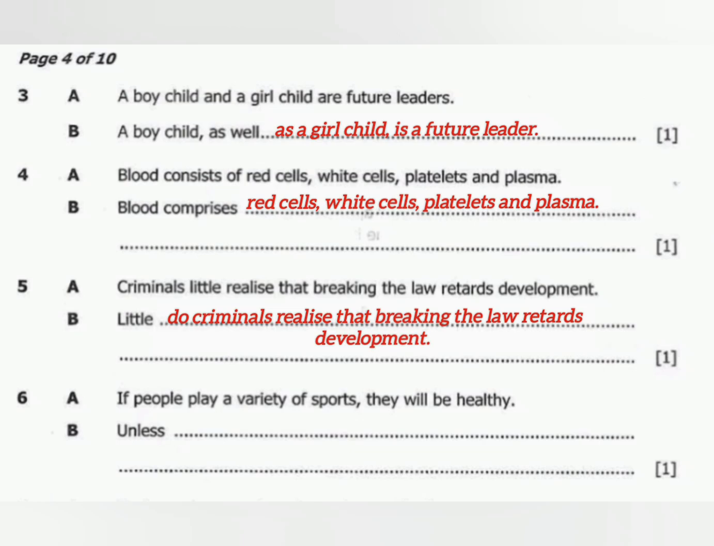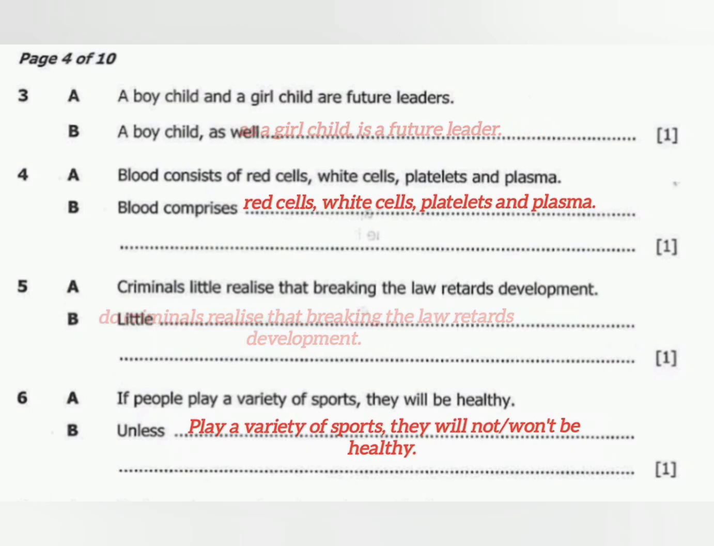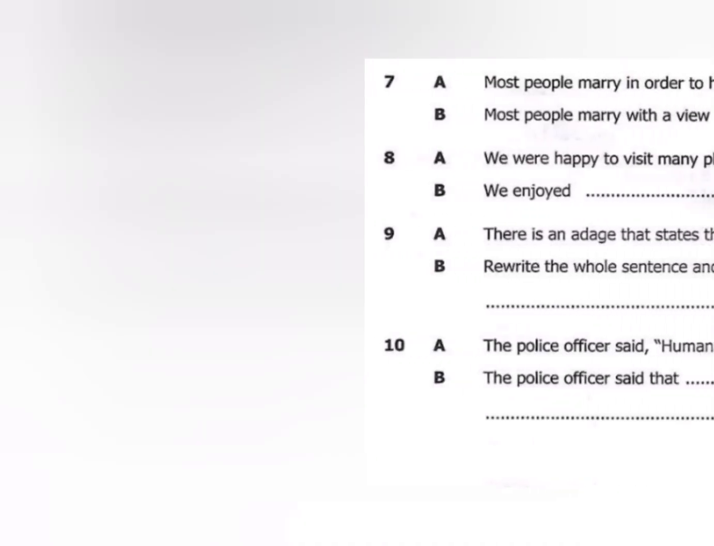Then as for question 6, it is saying, if people play a variety of sports, they will be healthy. Then as for B, unless. So unless people play a variety of sports, then you put a comma, they will not be healthy. Or you can say they won't be healthy. That's all. So let's move on to the next one, which is question 7.